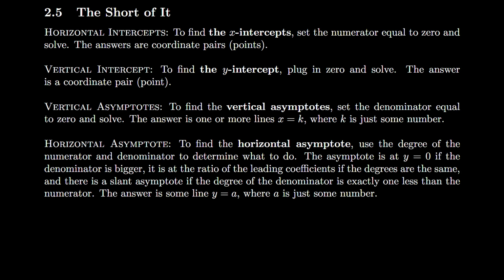To find the vertical intercept, the y-intercept, you plug in 0 and solve. The answer is a single coordinate pair. It's 1 point. That's how to find intercepts, for any functions, by the way.